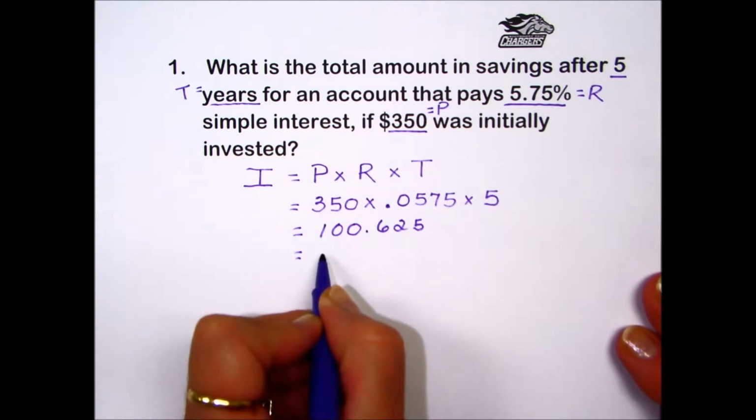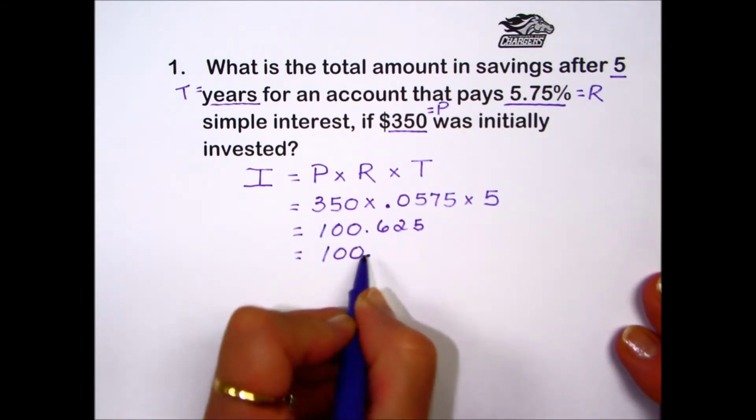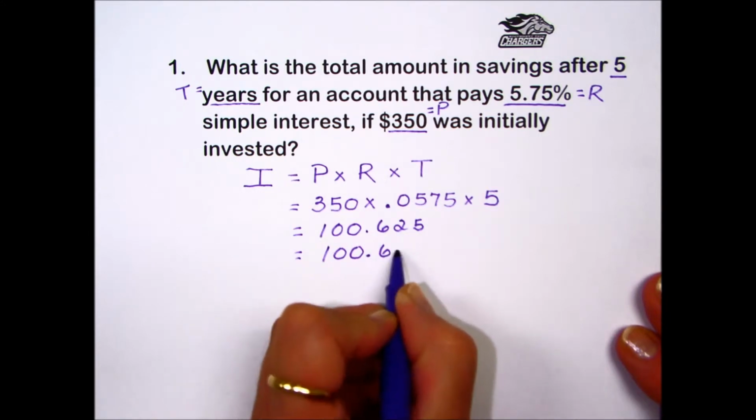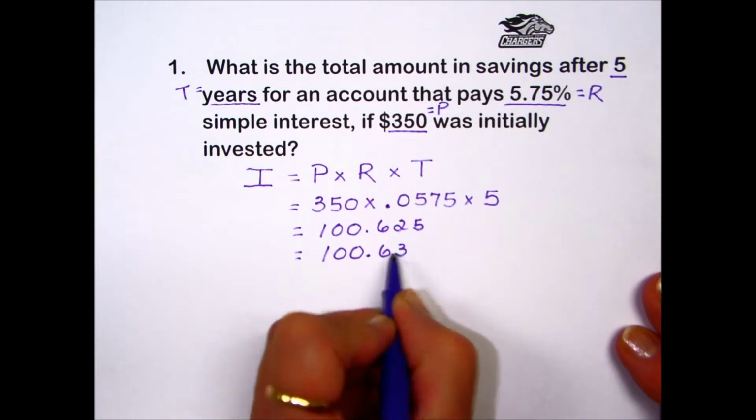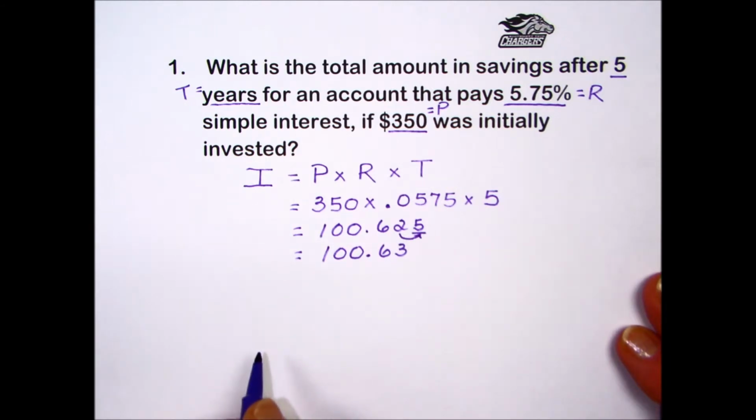Rounding this to the nearest cent means the interest paid for this investment is going to be $100.63. The 5 in the thousands place is enough to alter the 2, increase it to 3.